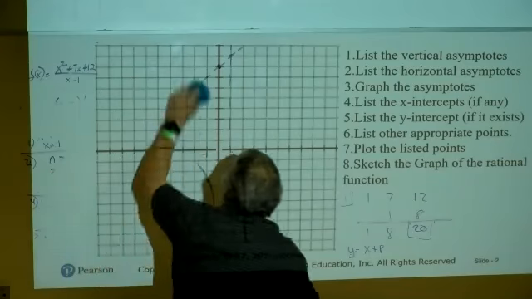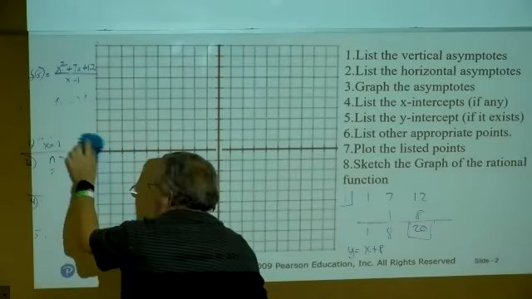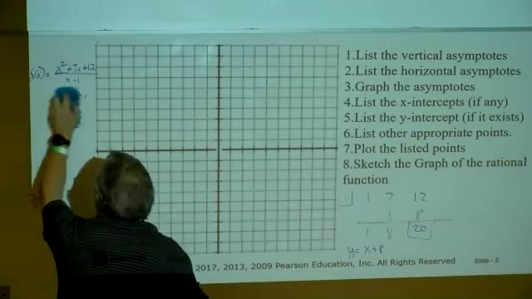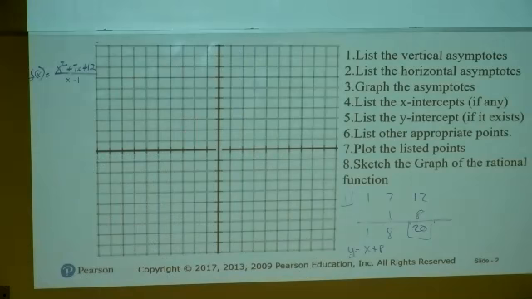Yeah. So you see why I don't do this? I don't give you slant asymptotes on an exam. Because it's not always easy to have it be a nice function that fits the graph.